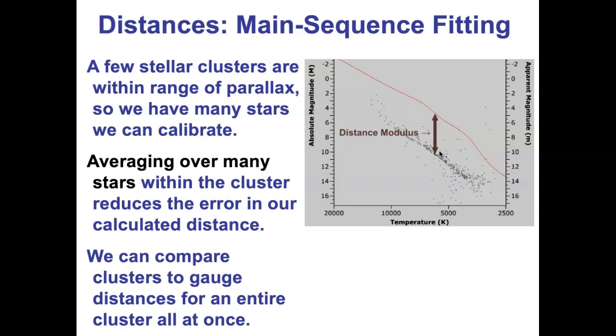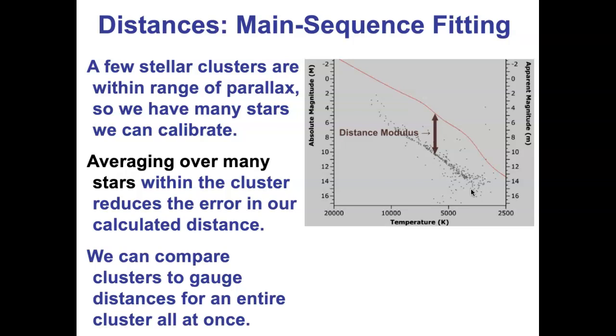So that's great, because this is a fairly simple and straightforward way to do it. You can say, all right, I now know the distance to this cluster. And if you know the distance to that star cluster, that means you know the distance to every star in the cluster, and now you know the distance to a few hundred or a few thousand stars all at the same time. Boom, done.